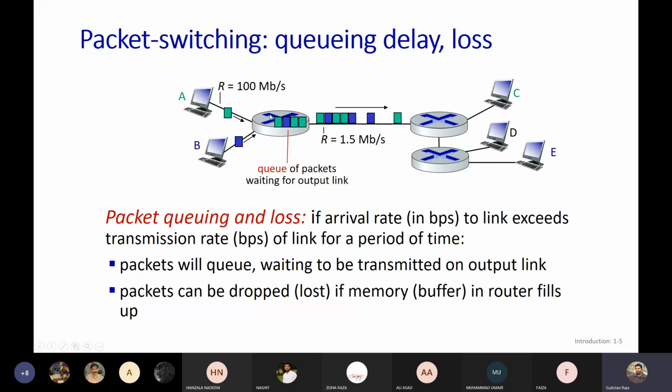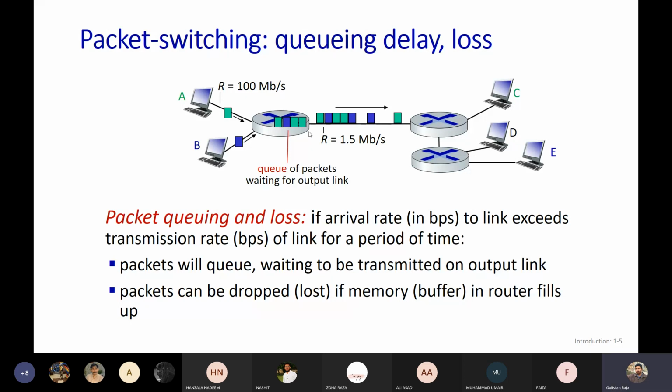What is this queue? You can think of the queue as a buffer. All the packets will be stored in the buffer while they are waiting to be transmitted. Now, you know that a buffer has limited capacity. A buffer cannot practically be of infinite size. So if packets are continuously coming, the buffer will fill, and if the buffer fills up, then packets will be dropped, and we call it packet loss.